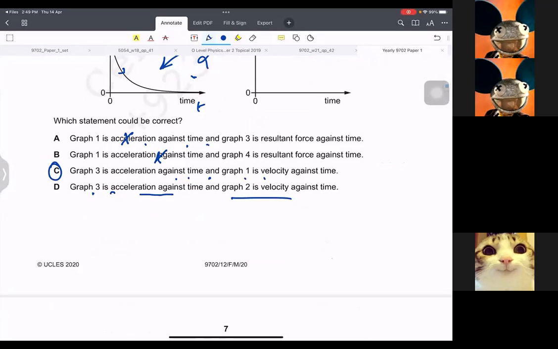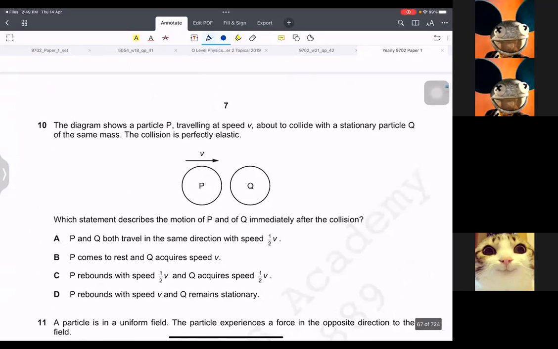So now let's go. Somebody actually asked me this too, like how to convert these. So you can go back to notes, check it out too. Which statement describes the motion of P and Q immediately after collision? This said P and Q, particle traveling at speed v.